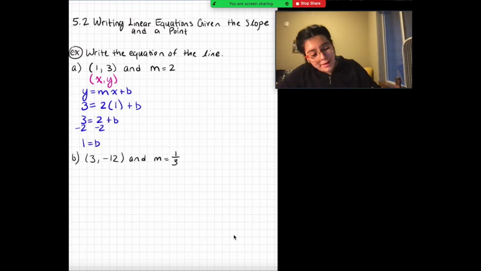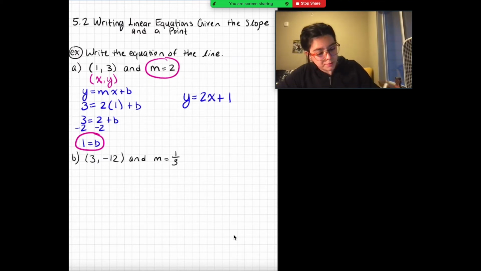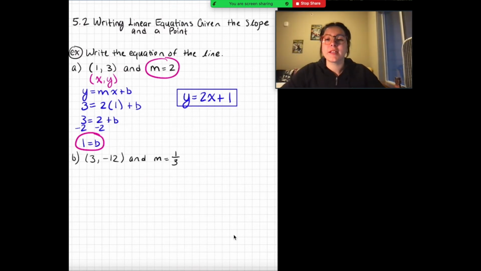Now, it's just like what we were doing in 5.1. We have our slope, we have our y-intercept, so we can write our equation. y equals our slope, which is 2, times x plus b, which would be 1. And there we are. All right, try to do the next one on your own. So, in this case, we're given m is 1/3, and we're given the point 3, negative 12. So we have to plug in what we know to the equation y equals mx plus b.